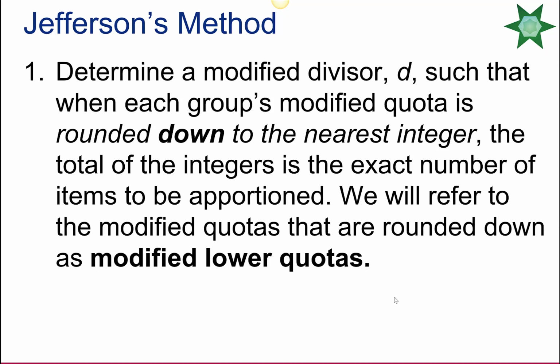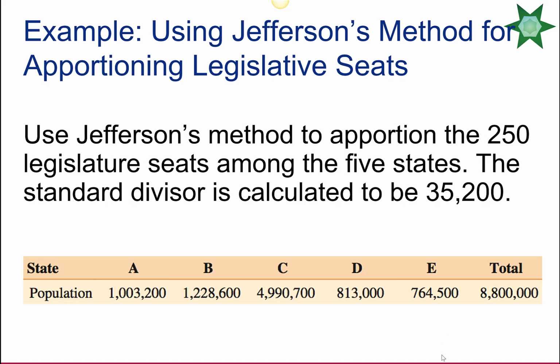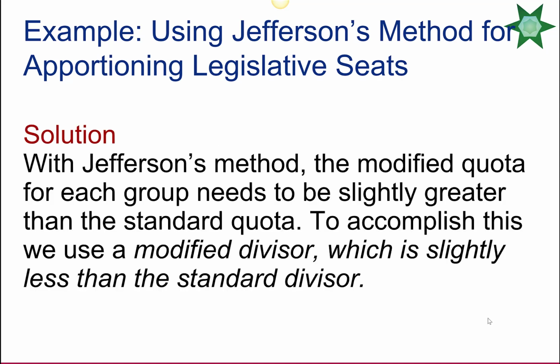We refer to the modified quotas that are rounded down as modified lower quotas. So here's an example. The Republic of Geranium wants to apportion 250 seats in the legislature. Suppose the population is 8.8 million. There are 5 states, and the 250 seats are to be divided among the 5 states according to their respective populations, which are shown here. If you take the 8.8 million and divide by the 250, we get a standard divisor of 35,200.